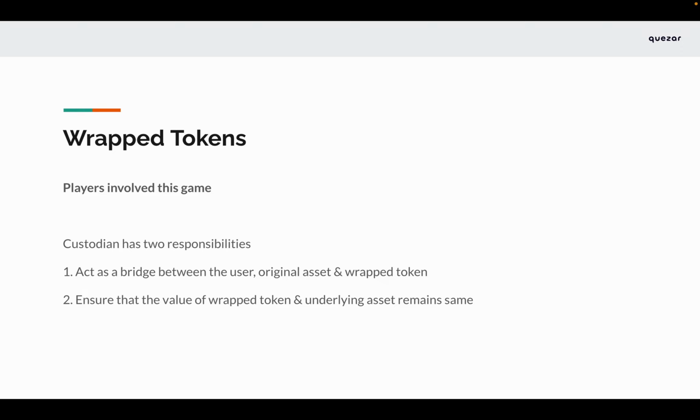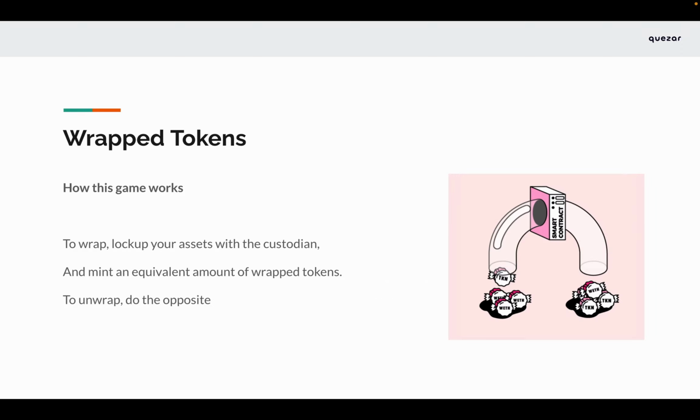It acts as a bridge between the user, the original asset, and the wrapped token, and it also ensures that the value of the wrapped token and the underlying asset remains the same. The working mechanism behind wrapped tokens is very simple. To wrap your asset, you lock it up with the custodian, and the custodian mints an equivalent amount of wrapped tokens based on that asset. And to unwrap your tokens and get the actual asset, you transfer the wrapped tokens back to the custodian, and it releases the equivalent amount of the underlying asset. So it's a very straightforward and simple mechanism.